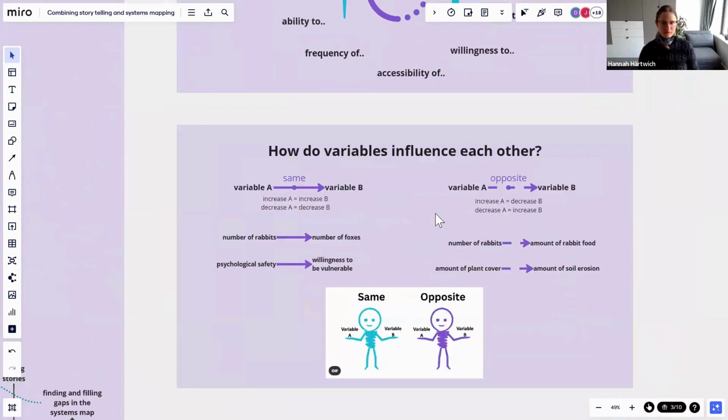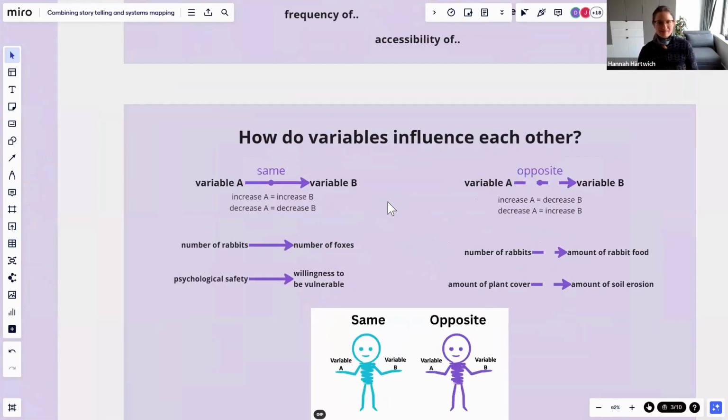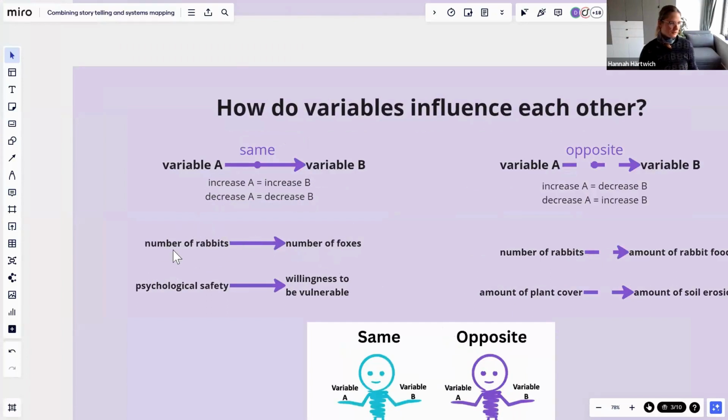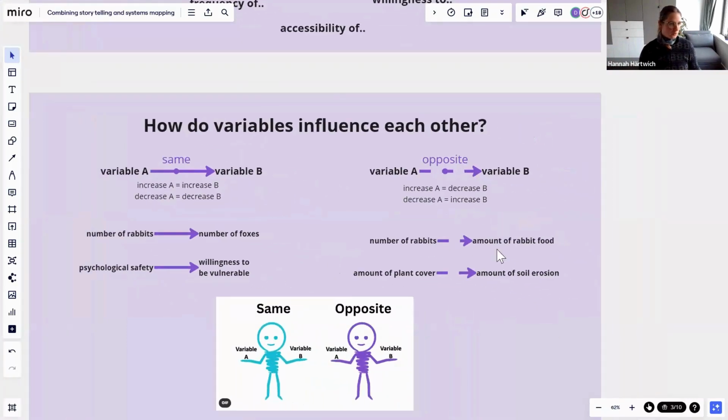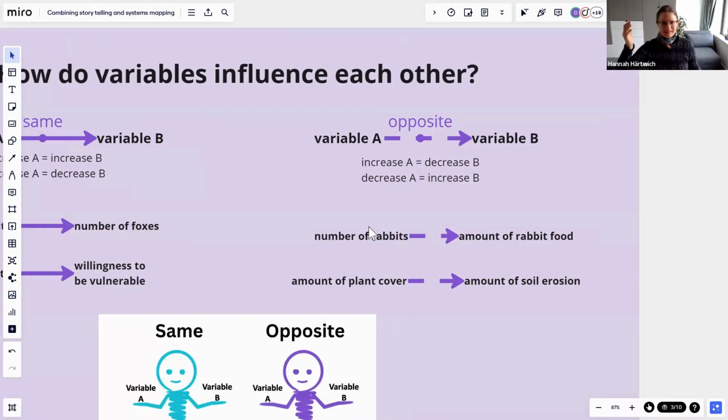And then, of course, we want to look at how these variables influence each other. There are two main ways that they can influence each other. When two variables are connected to each other, they can either move together in the same direction, or they can move in opposite directions. Here you see two simple examples. If we're looking at the number of rabbits in an ecosystem, the more rabbits there are, the more food there is for foxes, so the more foxes we can have. Or another one would be, if the psychological safety increases, then the willingness to be vulnerable within a group can also increase. Or the other way around, if the number of rabbits increases, then the amount of available rabbit food is decreasing.